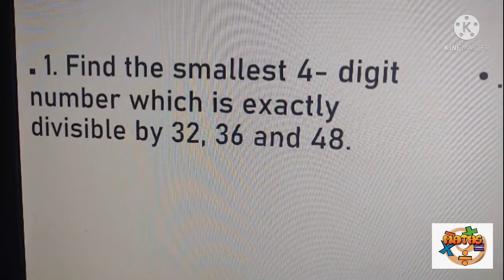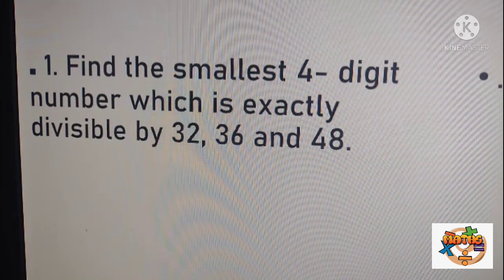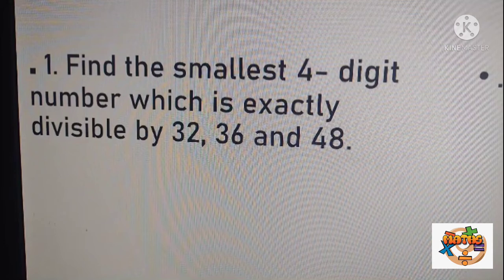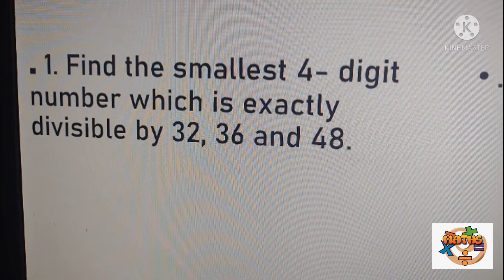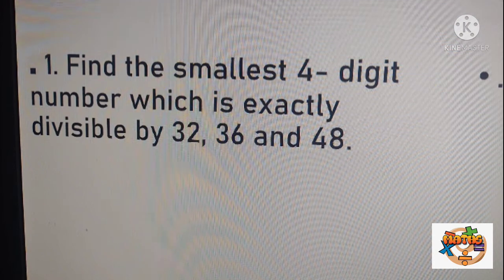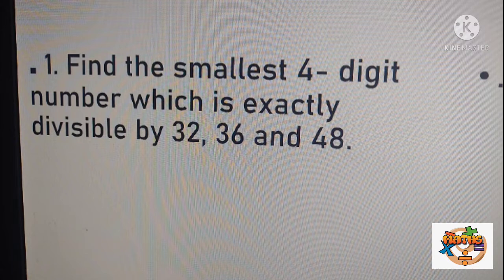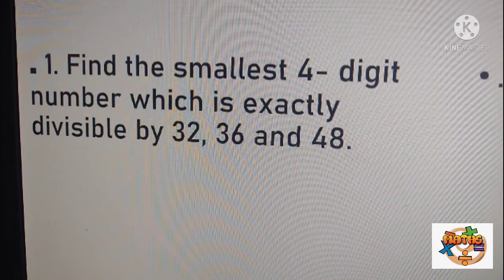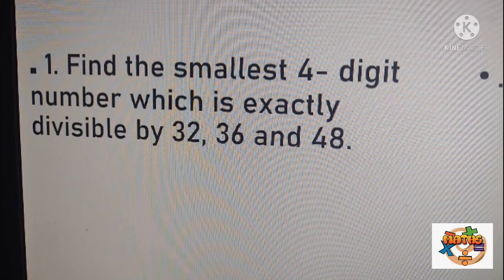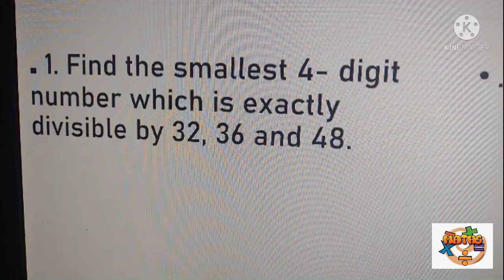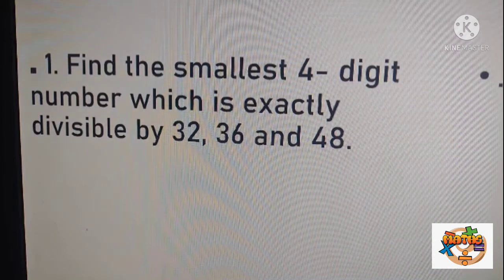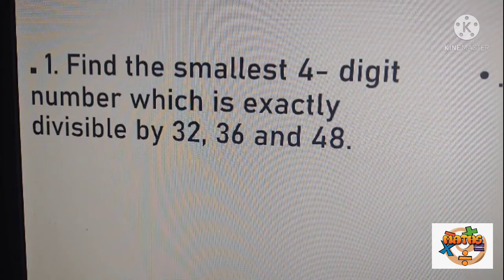It is saying that find the smallest 4-digit number which is exactly divisible by 32, 36 and 48. In the last video, I have told you where to find LCM and where to find HCF. In this question, we will find LCM. Why? Because it is telling the smallest number and it is also denoting the digits, that is 4 digits. So let's first of all find out the LCM of 32, 36 and 48 as denoted in the question.